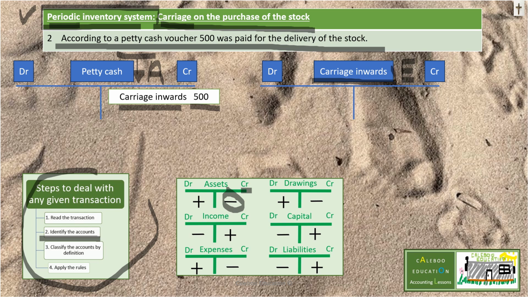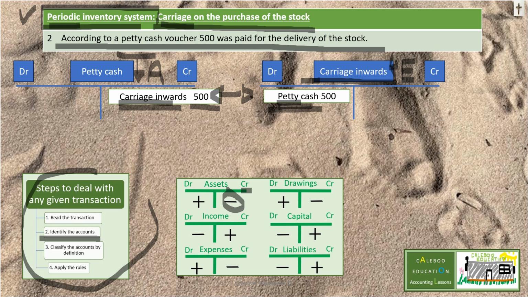Carriage inwards is debited. Why? It's an increase in expense. And the name of the contra account in the carriage inwards account is petty cash. Contra account, just a reminder, it means the other account affected by the transaction. Now you have a cross-reference. You have a link between these two accounts because the contra account is recorded under details in each account.